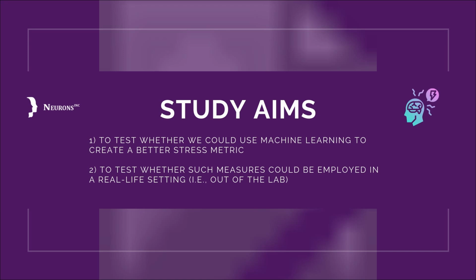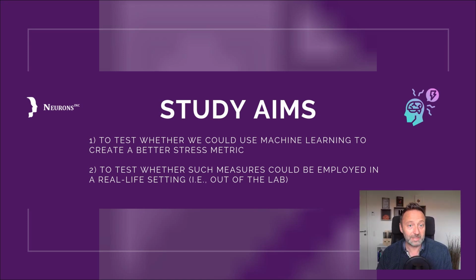So the aim of this study was twofold. On the one side, we wanted to test whether we could advance these findings to use machine learning combined with neuroscience and biometric data to create a better stress metric. And the second was to test whether those measures could also be used in real-life settings. So that means out of the lab setting. And this is something that could be scaled so people can wear it, basically.